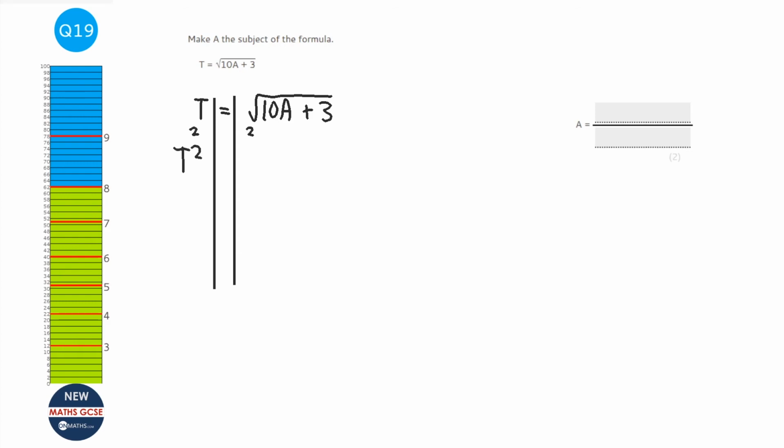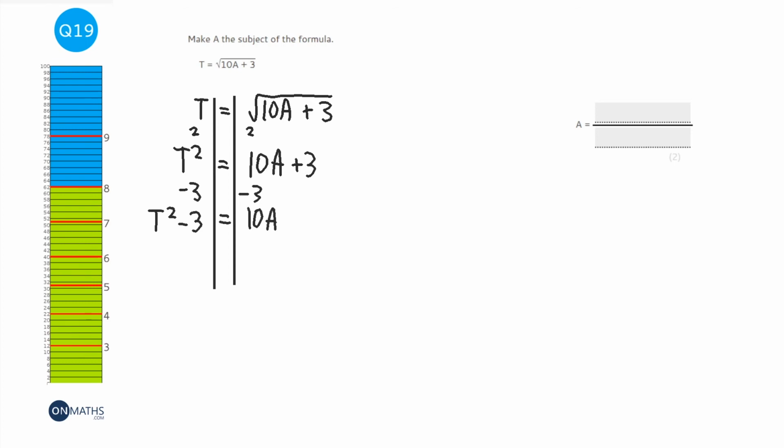So we've got t squared equals, and when I square the square root, it just gets rid of the square root. Next I need to get rid of that 3, so I'm going to take away 3 from both sides. So we've got t squared minus 3 equals 10a. Then I'm going to get rid of that 10. That's a times 10 there, so I need to divide both sides by 10. I could divide the t squared by 10 and the 3 by 10, or I can just write it as a fraction, which is a lot easier. So just put the whole thing over 10. Therefore a equals t squared minus 3 over 10.